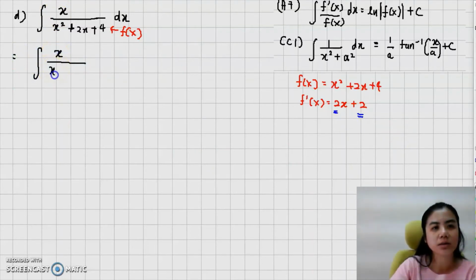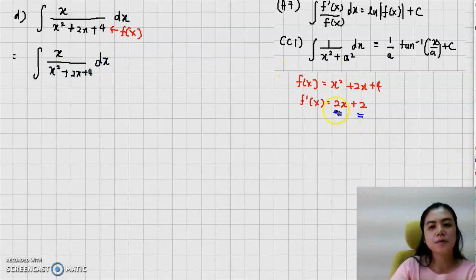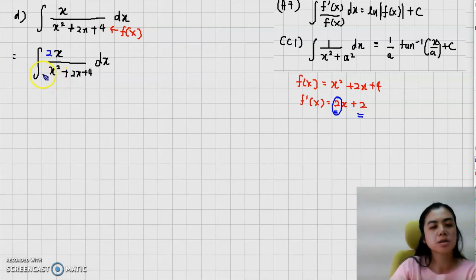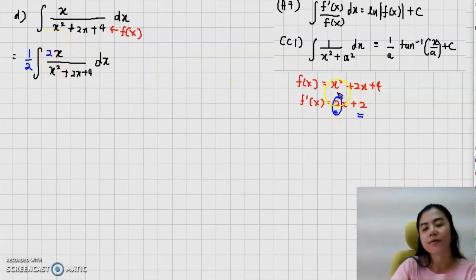Okay, we have this. As I said, just think of adding the number 2 next to x. Just add the 2 here. When you add the 2, you try not to change the question, so you have to multiply by 1 over 2. If you look at the top, it is one step closer to this f prime.